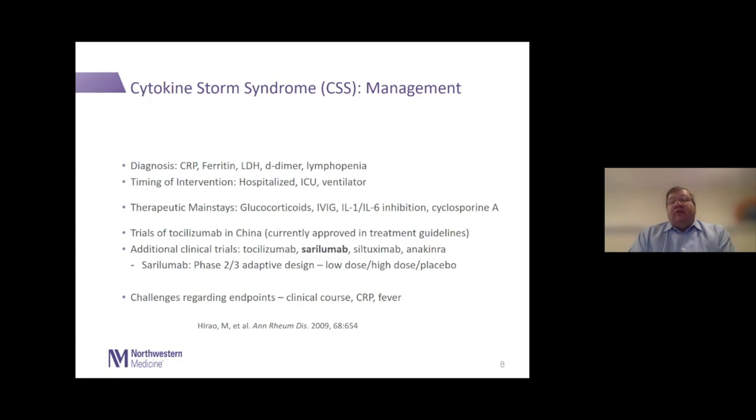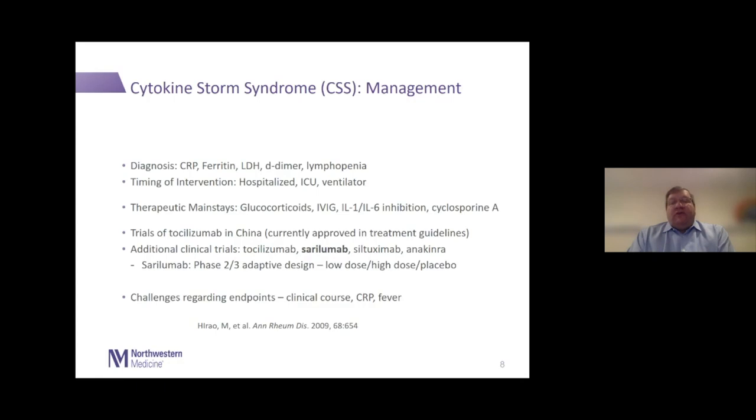And particularly in the children with the JIA-associated macrophage activation syndrome, cyclosporin A. Early on, some open-label trials of tocilizumab in China suggested benefit. That's an IL-6 receptor antibody that interrupts IL-6 signaling, and in fact, tocilizumab was approved for the treatment guidelines of COVID-19 in China quite early on. A number of additional clinical trials are now ongoing.